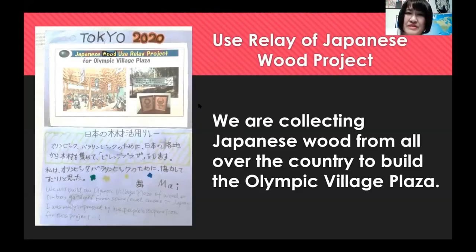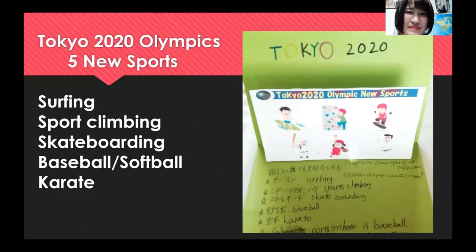This is used array of Japanese wood project. We are collecting Japanese wood from all over the country to build the Olympic Village Plaza. Next, please. Tokyo 2020 Olympics has 5 new sports: surfing, sport climbing, skateboarding, baseball, softball, and karate.